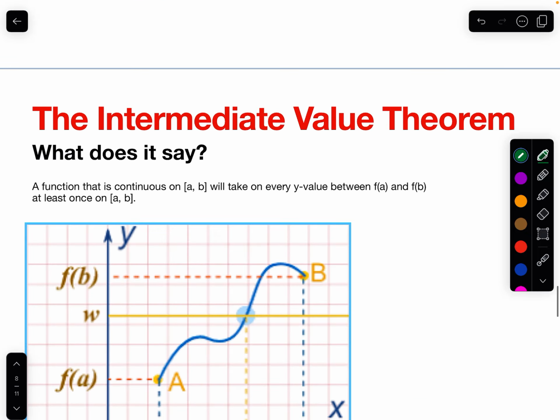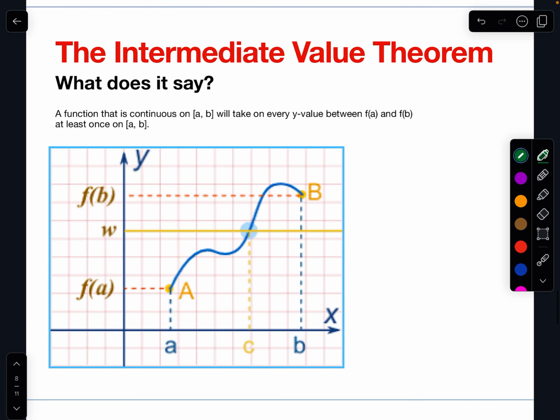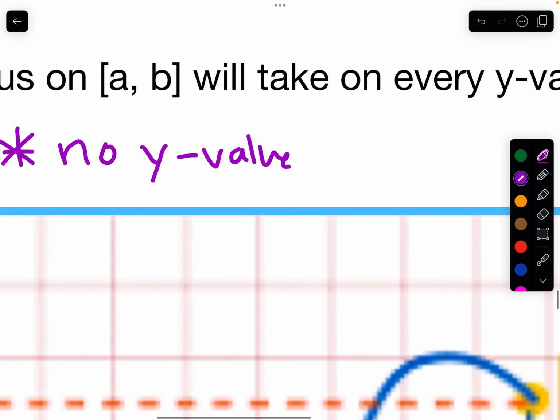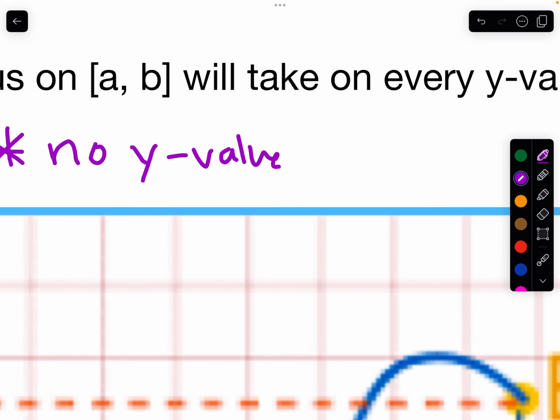Now, one major idea that comes out of the continuity of a function is the Intermediate Value Theorem, abbreviated IVT. The Intermediate Value Theorem says that if a function is continuous on a closed interval a to b, that function will take on every y value between the endpoints, f of a and f of b, at least once on that interval. In other words, if a function is continuous, that function cannot skip any y value between the endpoints.